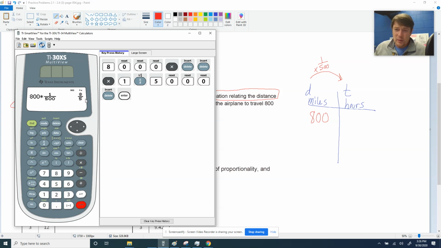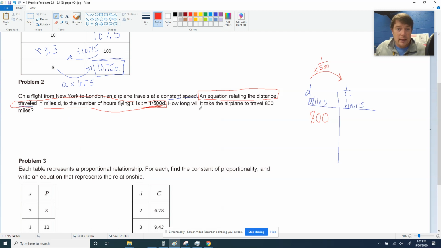And I'm okay if you leave it as 8/5. You don't have to tell me that that's so many hours and minutes right now, unless it specifies for you to do so. It just says how long. So I'm going to roll with 8/5 hours as my answer. If you want to go a little bit further than that and tell me how many hours and minutes that is, that's fine. It's the same as 1 3/5 hours.